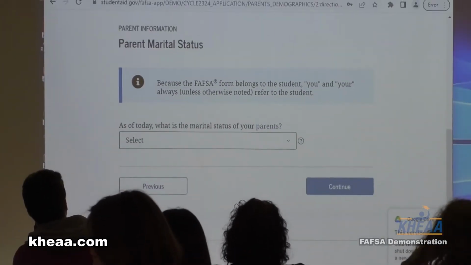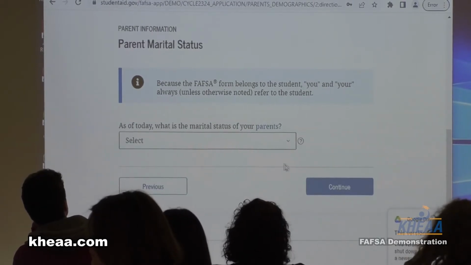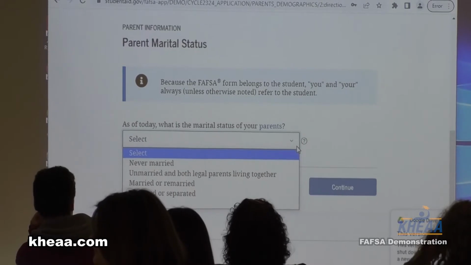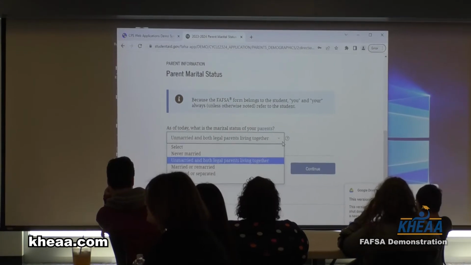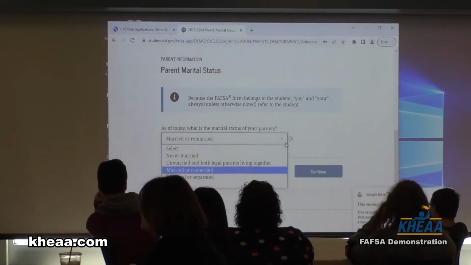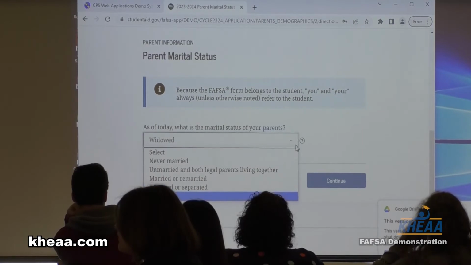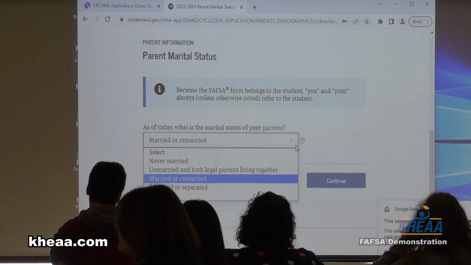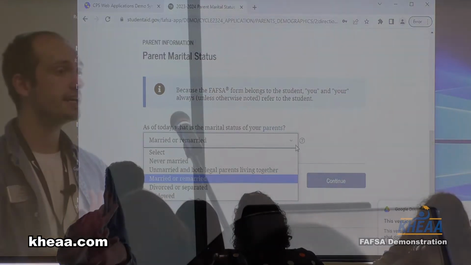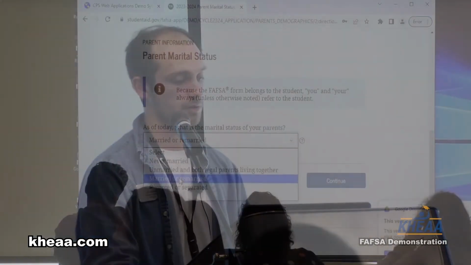So this will ask about your parent marital status, okay? When I do the drop down button, it will have a list of things. The first one is never married, unmarried and both parents are still living together, married or remarried, divorced or separated, or widowed, okay? So in my case, I'm just going to do married or remarried. But I will say if you do divorced or separated, it will ask the parents for their divorce date. I don't know why. A lot of people don't know their divorce date, but it will ask for that, okay? So that's just a heads up on that. But right now we're going to put married or remarried.